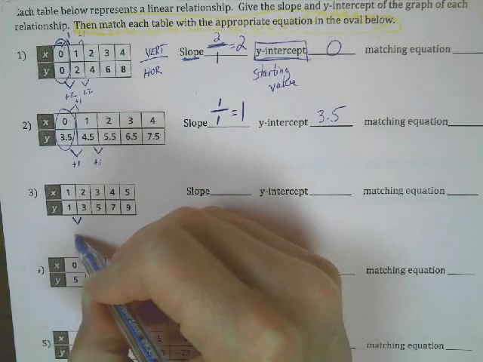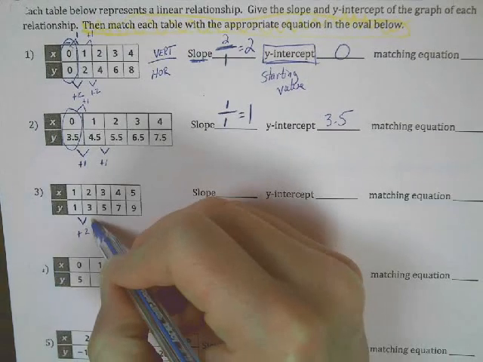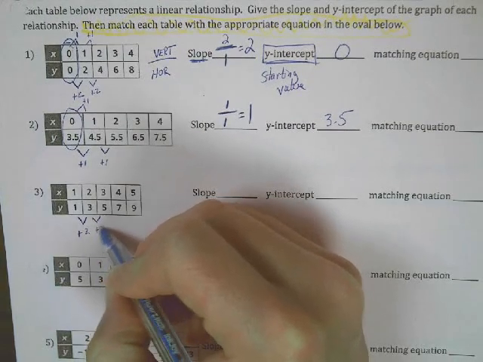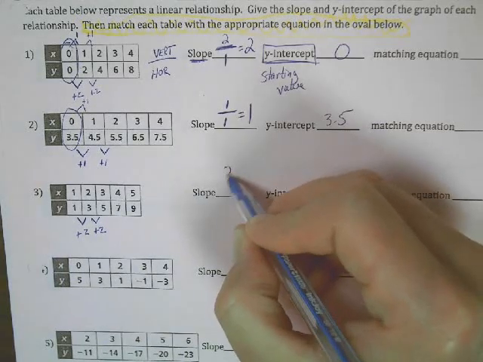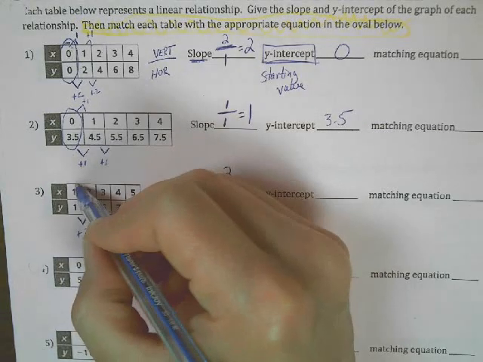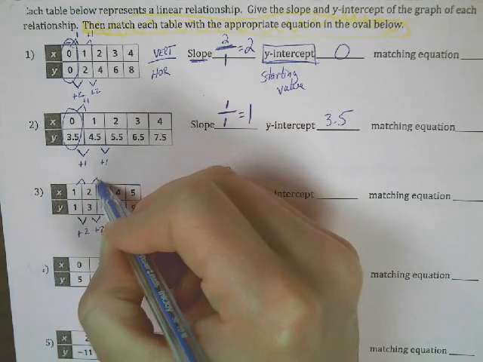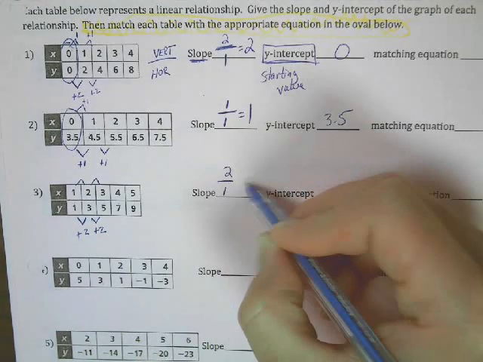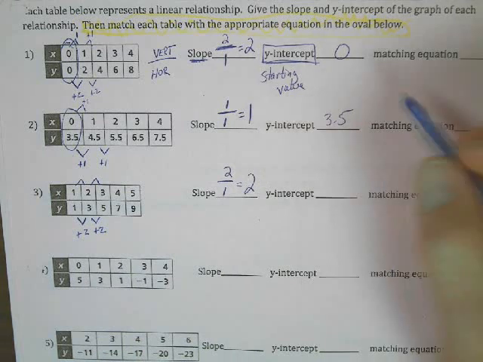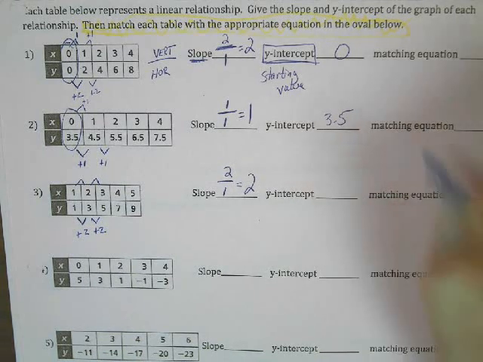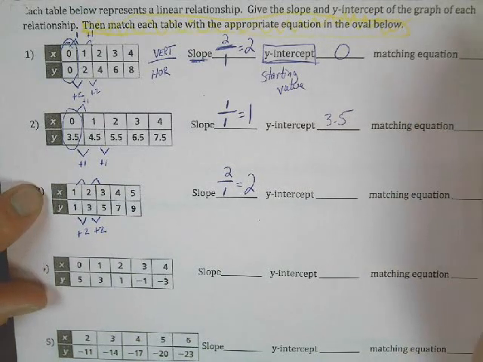Right here we can see that my y is increasing by 2 each time. So my change in y is 2 every time my x increases by 1. So again, our slope is 2 over 1, or just 2. But we don't have our y-intercept value because we don't have a 0 entry for x here.